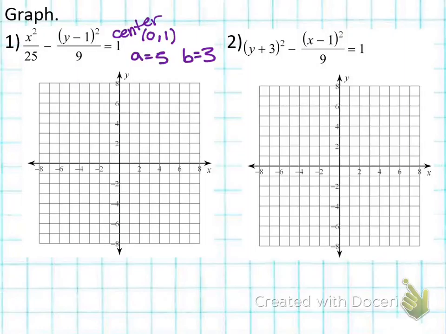Okay, now we're going to make this little box thing. So I start at my center point, 0, 1. I go 5 units to the left and right because that's what A is. And I make points there. So that's 5 units to the right and then 5 units to the left of the center. And then I use B to go up and down. So I go 3 units up and 3 units down for B.